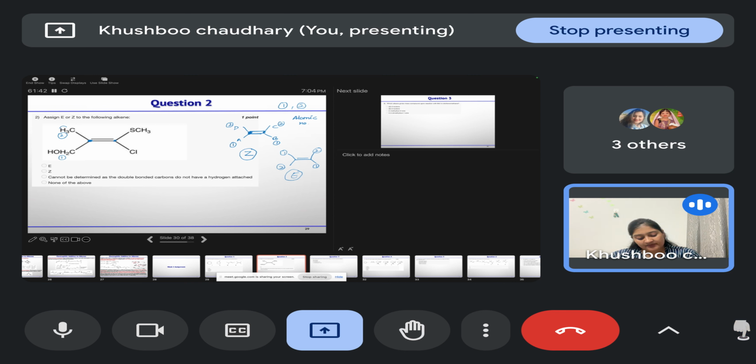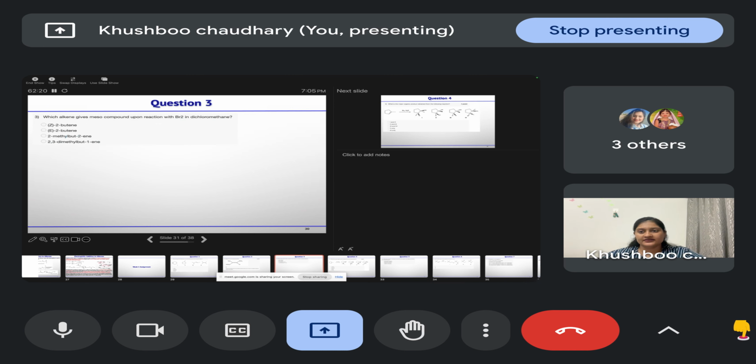Then for this carbon, first priority will be given to chlorine. Chlorine or sulfur? Chlorine. And second one will be given to sulfur. So, as both priority groups are on the same side of the double bond, this is Z. So, the correct option is option 2. Is this fine? Yes, ma'am.